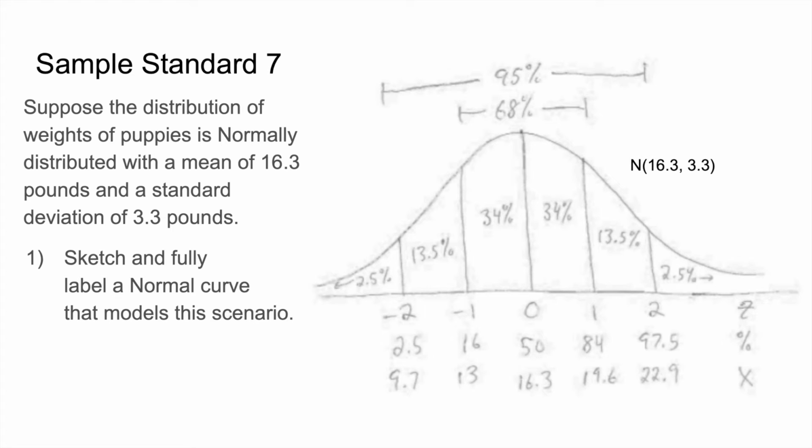And then the last row is the x values, which come from the context of the problem itself. I think I added those correctly. The mean of 16.3 goes right down the middle, and then you're adding 3.3 to go to the right. You're subtracting 3.3 to go to the left.